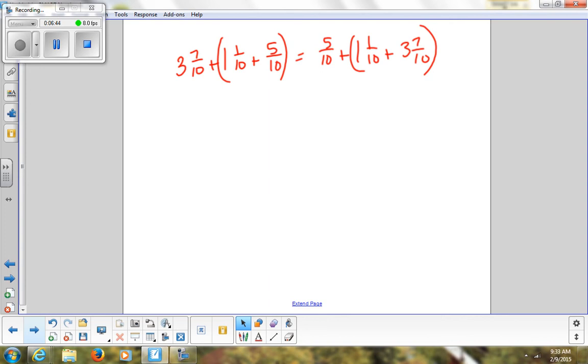It has both properties. I switched the numbers around and I switched the grouping. I knew it. I was right. Associative and commutative property. So you can do that? You just swap them out?